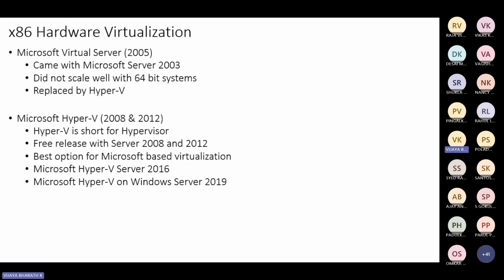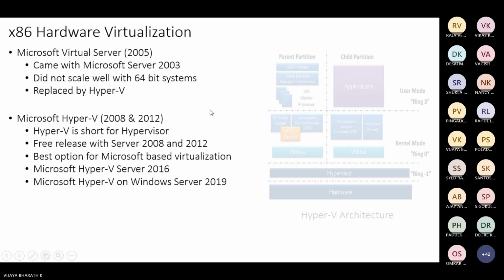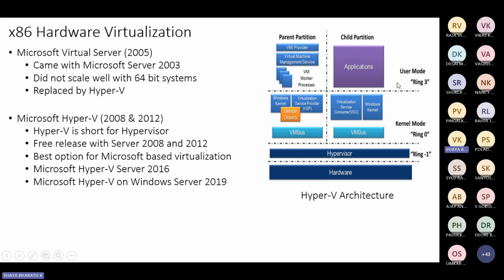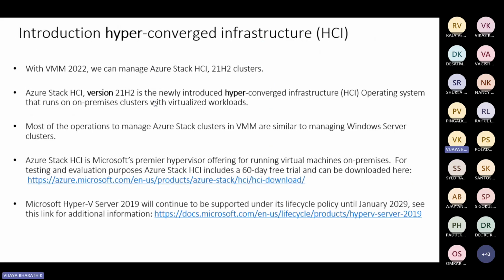Virtual server came in 2005, and Hyper-V from Microsoft came in 2012. The Hyper-V architecture we saw just before in the other slides. Next is hyper-converged infrastructure, where the virtual machine monitor came in the year 2022, and hyper-converged infrastructures are like server consolidation based on racks.